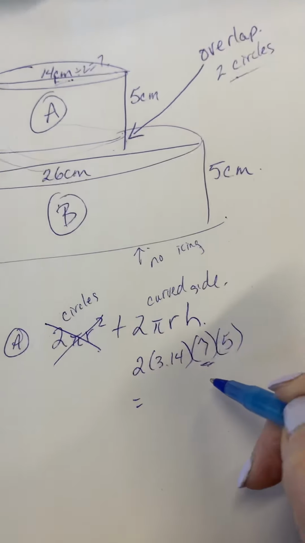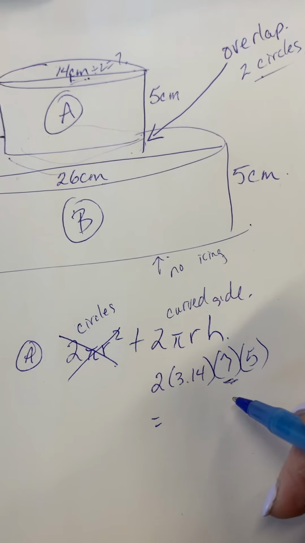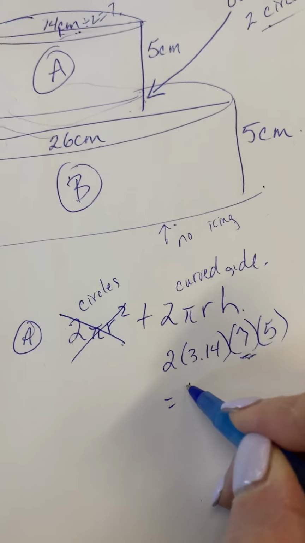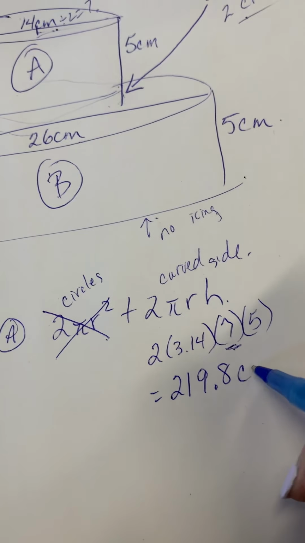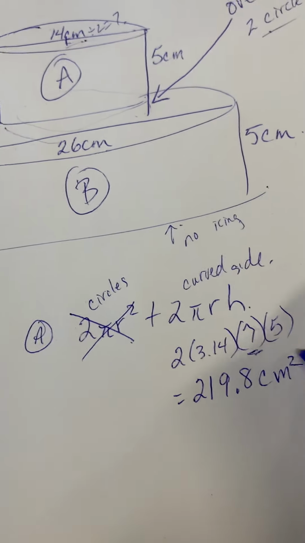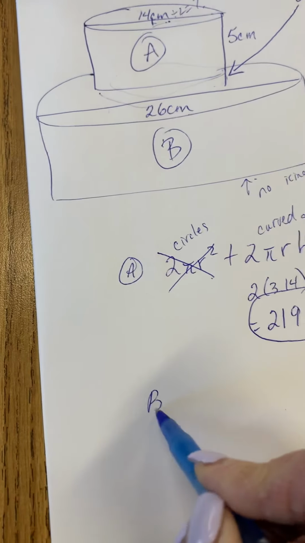So feel free to pick up a calculator to help you out. 2 times 3.14 times 7 times 5, and I got approximately 219.8 centimeters squared. And I'm going to circle that because I'm going to do total surface area. Now I'm going to do part B.